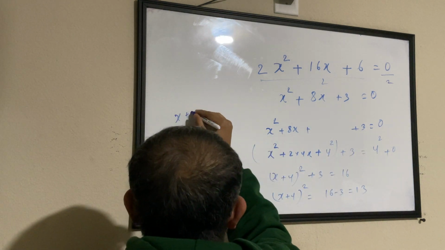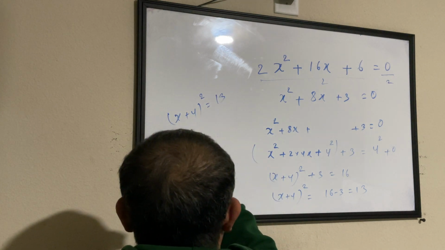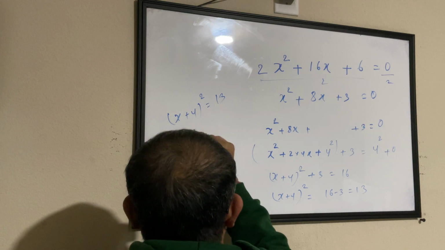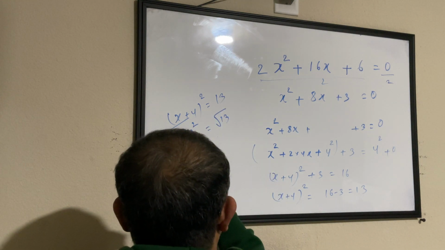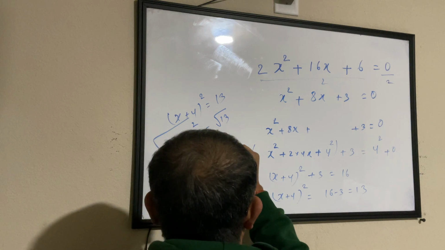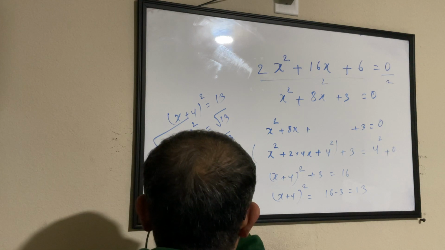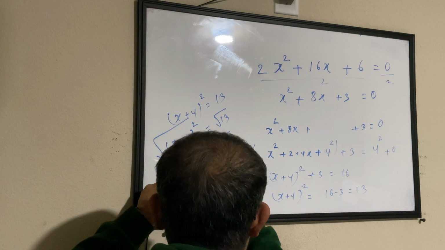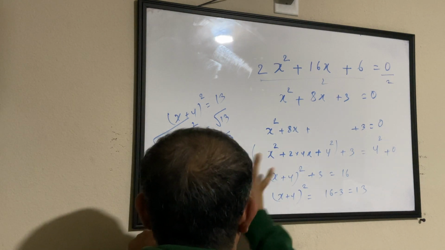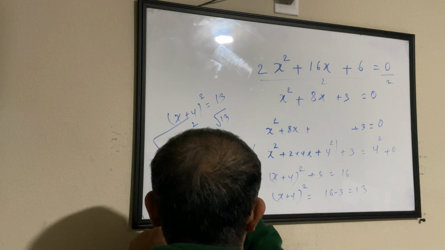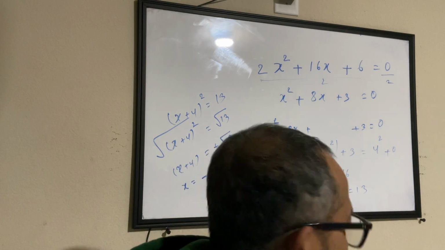So my x plus 4 square is 13. So x plus 4 will be, basically I am doing a square root on both the sides. So x plus 4 will be equal to plus and minus square root 13. So now my two solutions are x equals minus 4 plus square root 13, and let me not jump one step. So I will say that means x equals minus 4 plus minus square root 13. So I have two answers here, one is with the plus, one is with the minus.